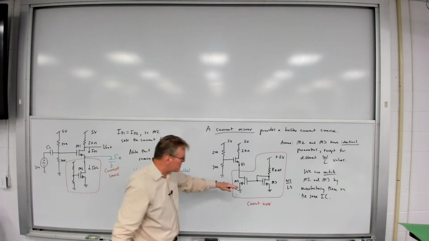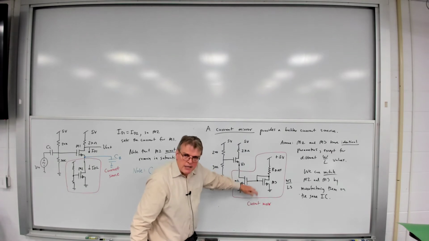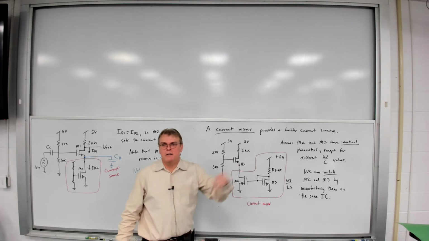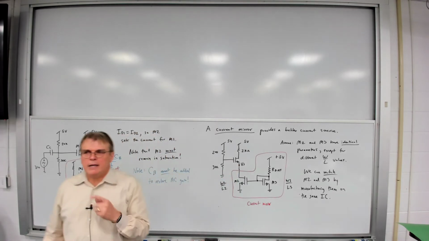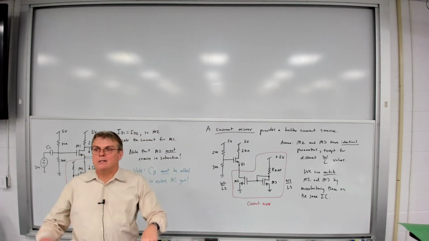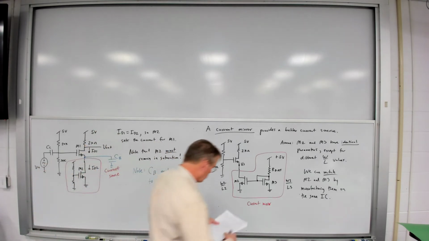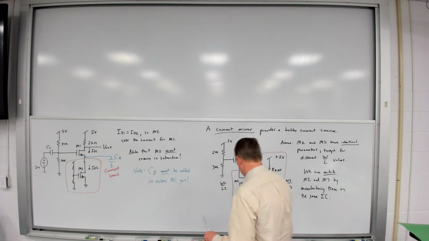Now, the nice thing about this is the VTs can vary, but they vary together. All the other parameters vary together. So we don't really care so much what the parameters are as long as they track each other between those two transistors.